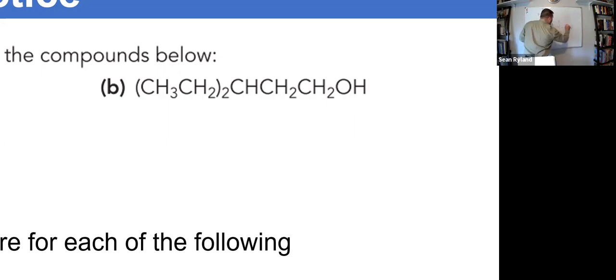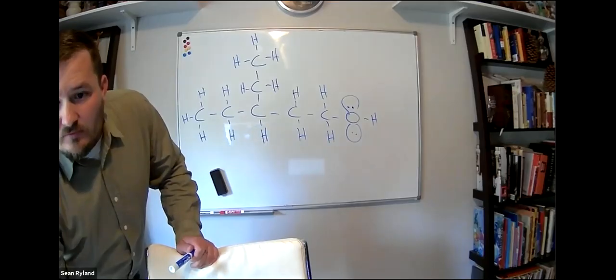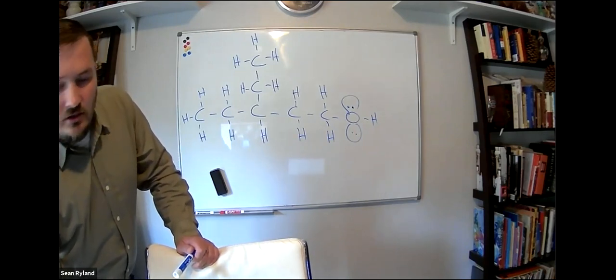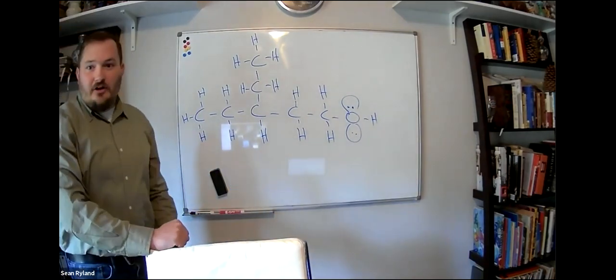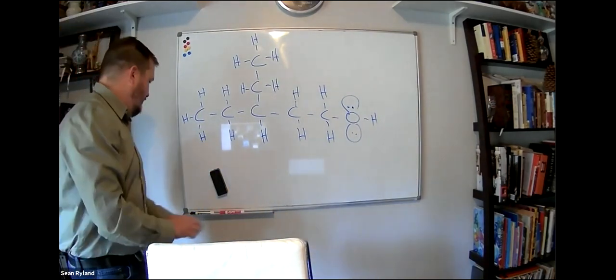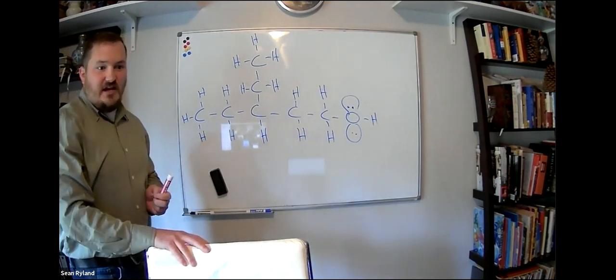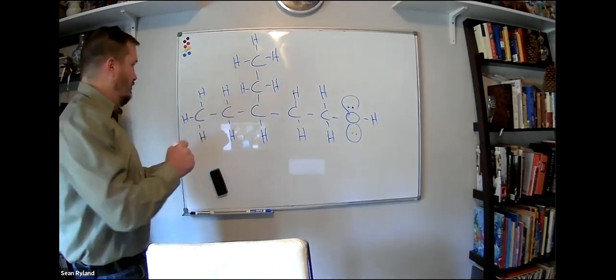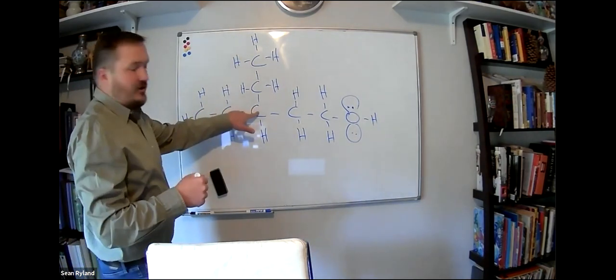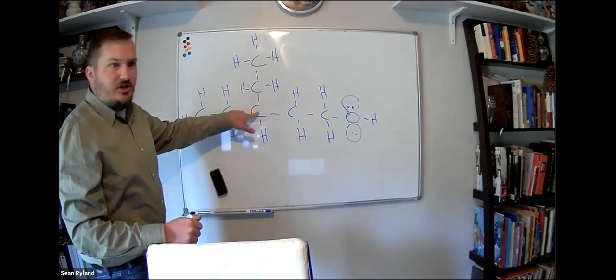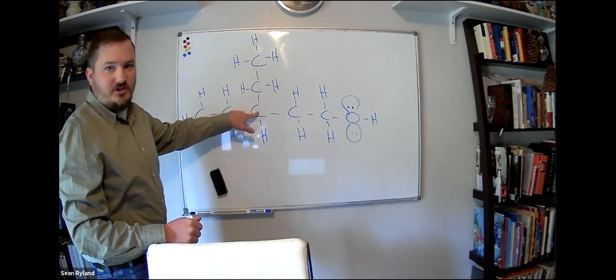So again, if we're trying to go all the way to the complete structure, then a lot of times filling in all your hydrogens is going to be the part that takes the longest. But if we're looking at, so we have CH3, CH2 twice. So I would start by writing this carbon here in the middle and then add two CH3, CH2 groups to it.